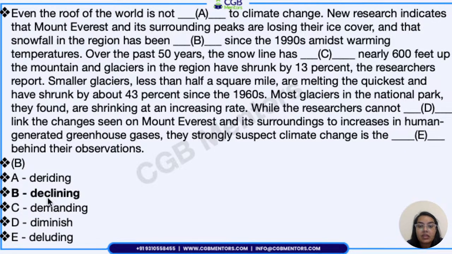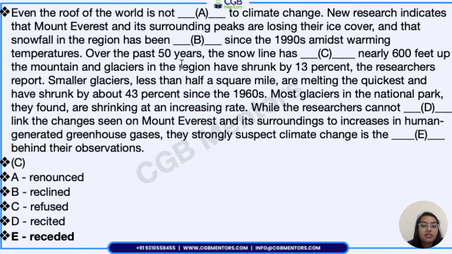Now, new research indicates that Mount Everest and the peaks are losing the ice cover, that snowfall in the region has been dashed. We are seeing it is losing ice cover. So, of course, the snowfall is lessening, declining, decreasing, right? So the other words here were not helping us. I think the other words are pretty easy to understand. Deriding, deride is to laugh at someone, to mock someone.